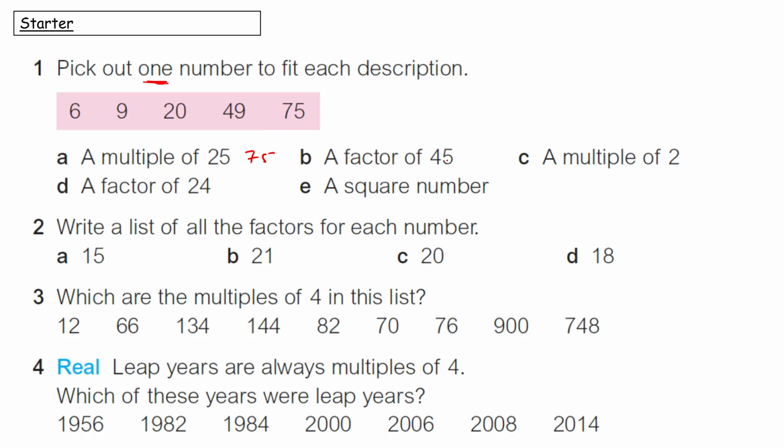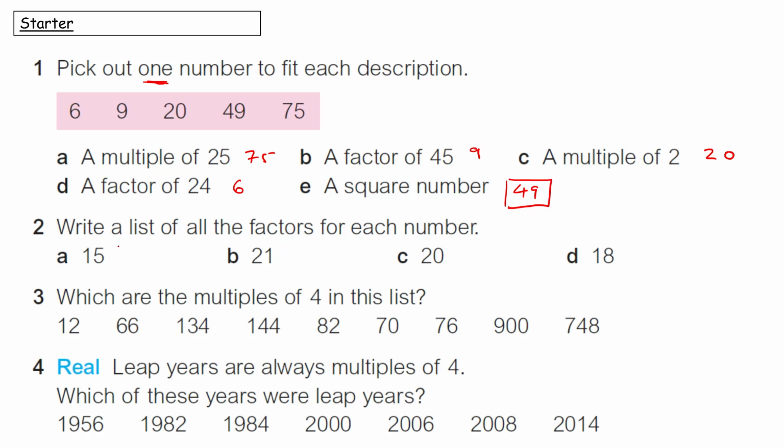A factor of 45. So a number that goes into 45 exactly. It's going to be 9, because 9 5s are 45. Multiple of 2, so a number in the 2 times table, so it's got to be an even number, 20. A factor of 24, so a number that goes into 24. It's got to be smaller than 24. 6. And a square number. That's our 49 there. We used all the numbers? Yes, we have. Good.